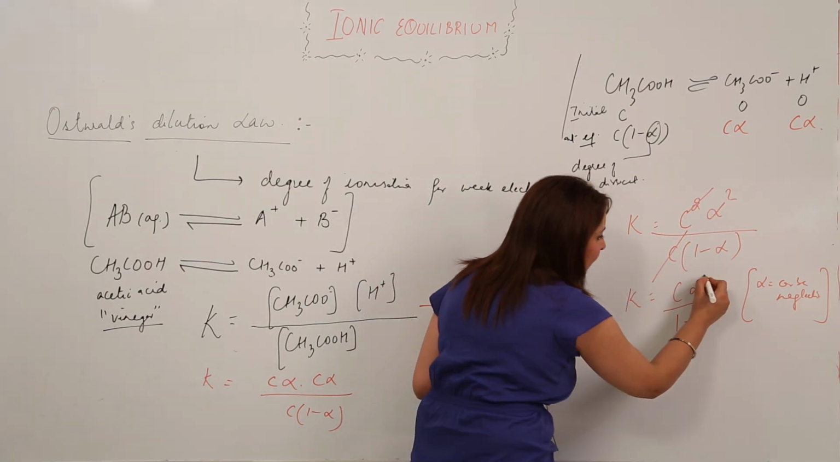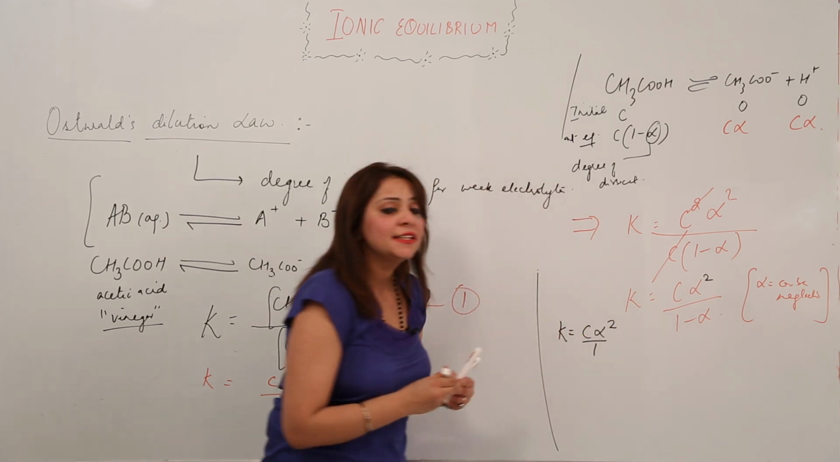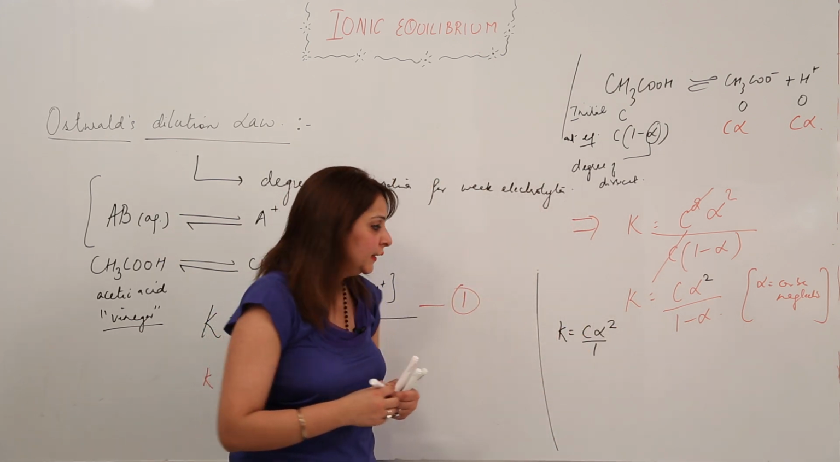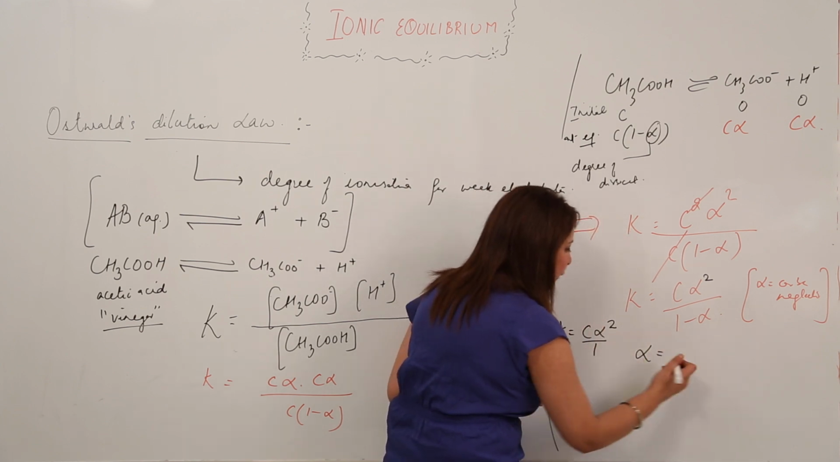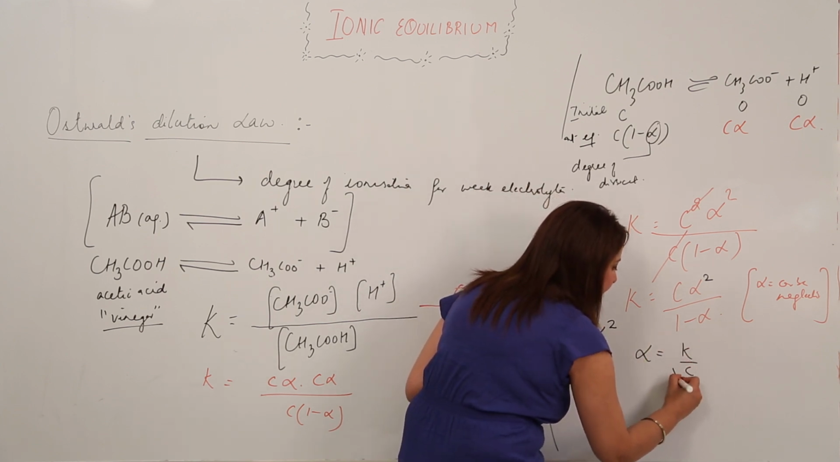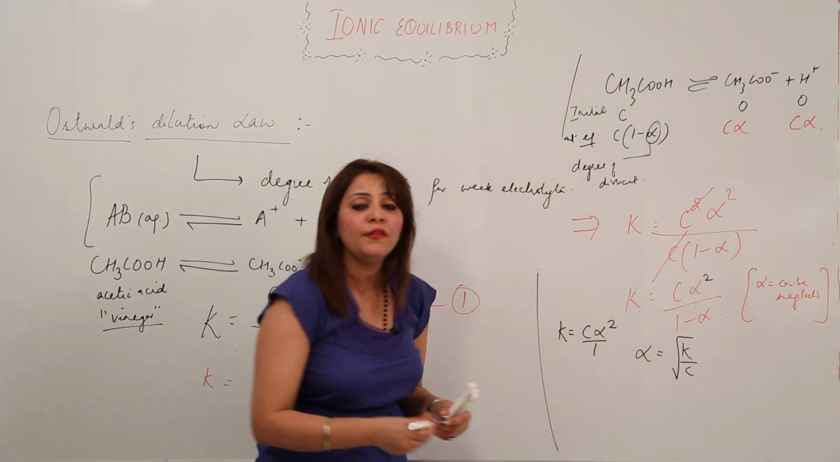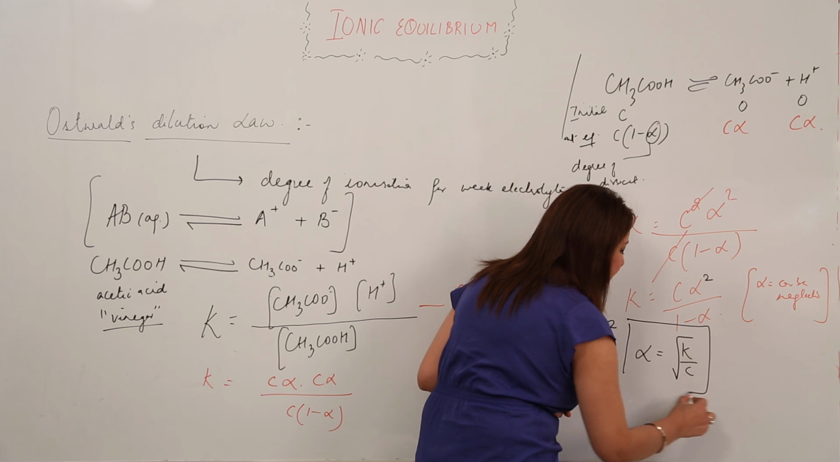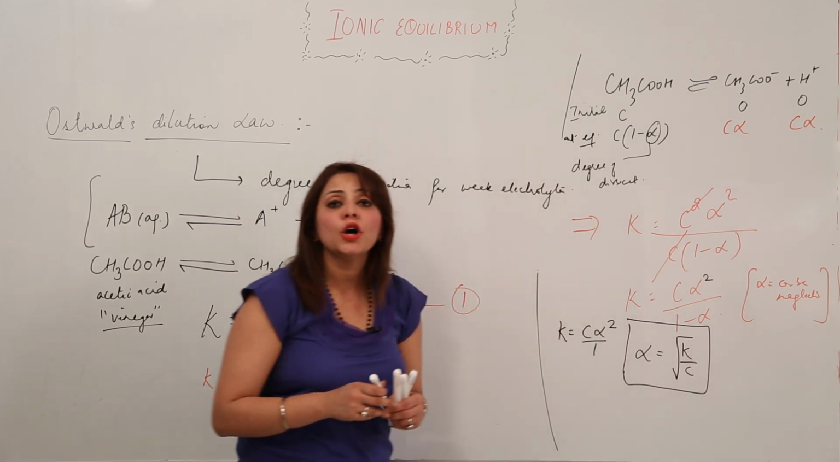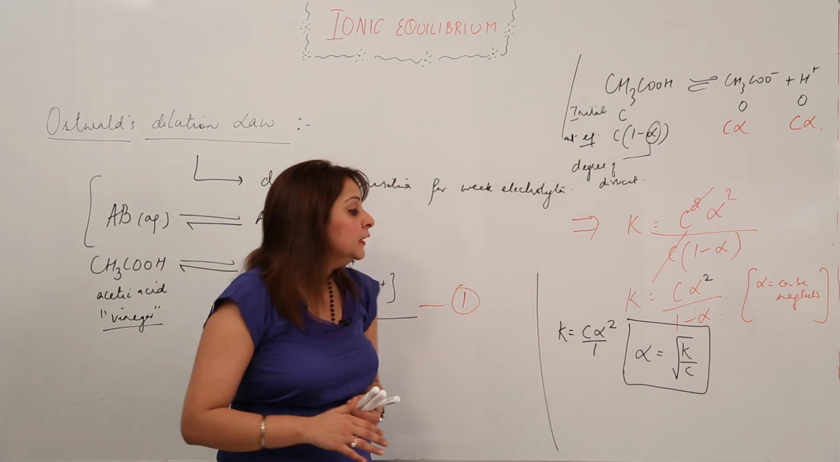So after removing it, what I get is K is equal to C alpha... sorry, it was alpha square. So it is K is equal to C alpha square upon 1. That means the degree of dissociation for a weak electrolyte comes out to be alpha square is K upon C, that is, alpha is the square root of K upon C, right? So this is the mathematical expression for Ostwald dilution law.